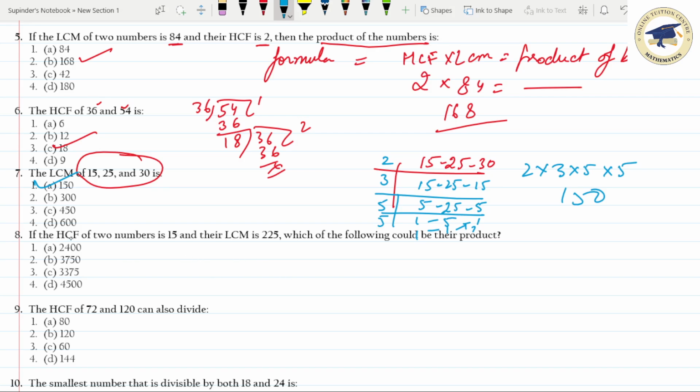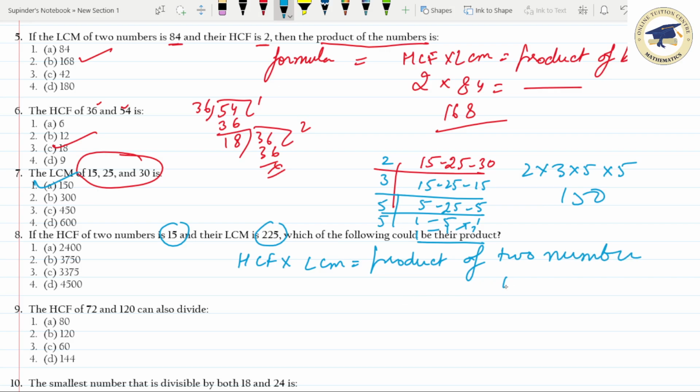Eighth question is, if HCF of two numbers is 15 and LCM is 55, what could be their product? This is the same, HCF multiplied by LCM is the product of the numbers. So check, the last digit of the answer should be 5. Check in the option A part of the eighth. So C is our answer, C is our answer in 8.